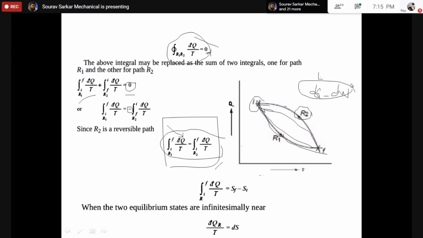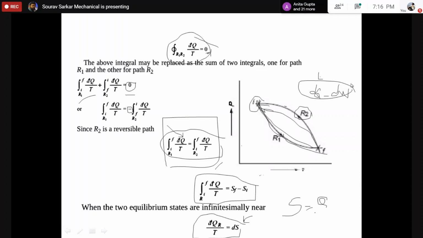If it is equal to 0, whatever path I follow, the change of dq by T is equal. This tells us that the dq by T must be a property. Otherwise, it cannot happen. So this gives me the birth of a new property. This property is called entropy. So I can write down that my entropy equal to q by T.